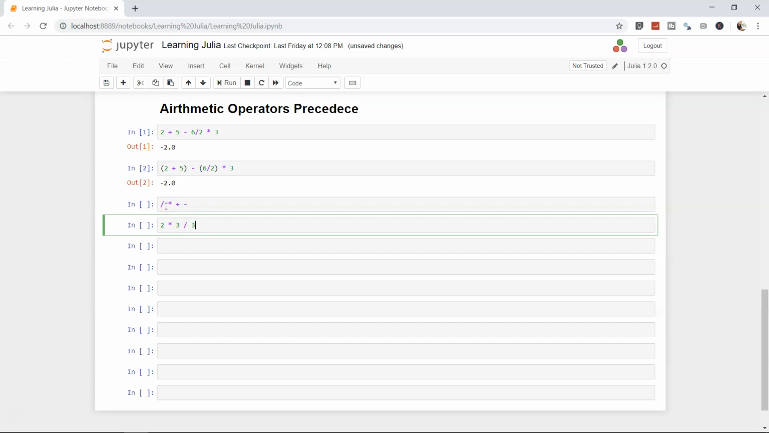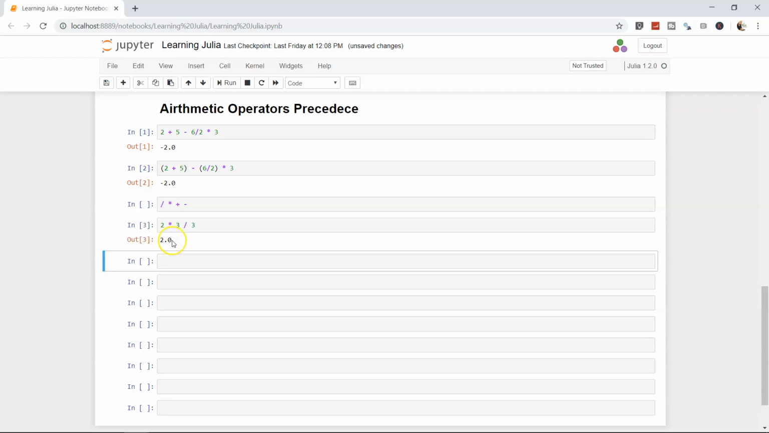I hope you paused the video and figured out the output, but if not, follow along. First, as I said, division will happen. So 3 divided by 3 will be 1, and then the multiplication will happen. So 2 multiply with 1 will be 2. Let's press Shift Enter, and that's your output, 2.0 or 2.